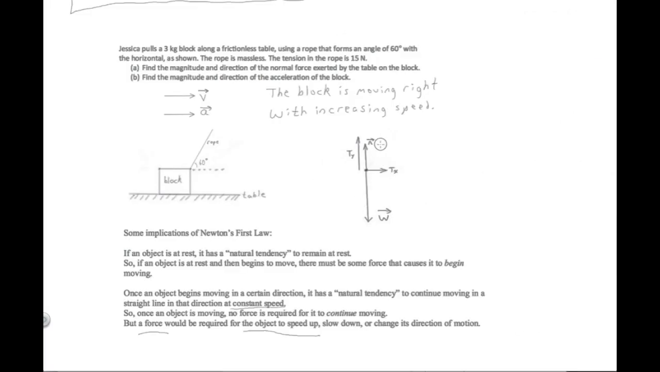Let's use this version of the free body diagram now to summarize the roles that each of these forces is playing in the motion of the object. What role is T sub x playing in the motion? Well, T sub x is what's causing the rightward acceleration. T sub x is what's causing the block to speed up.